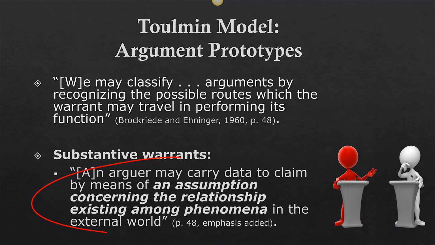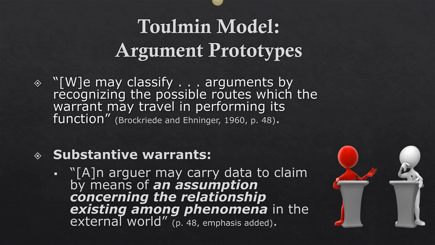Quote, "An arguer may carry data to claim by means of an assumption concerning the relationship existing among phenomena in the external world." In other words, certain types of reasoning say something about a specific kind of relationship between what we see in the data of an argument and what we see in the claim of an argument. And if we can recognize those data-claim relationship patterns, we can identify what sort of warrant is being used, even if it's only implied, and then we can start applying critical tests in order to evaluate the argument.